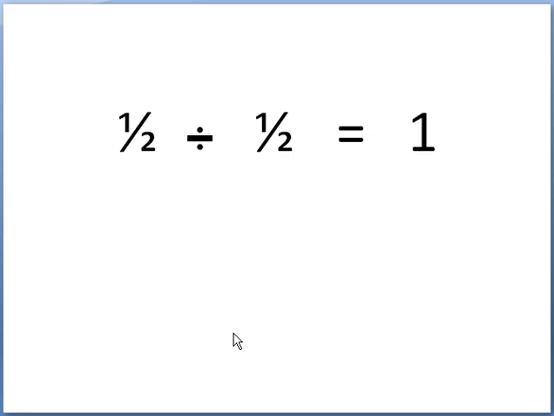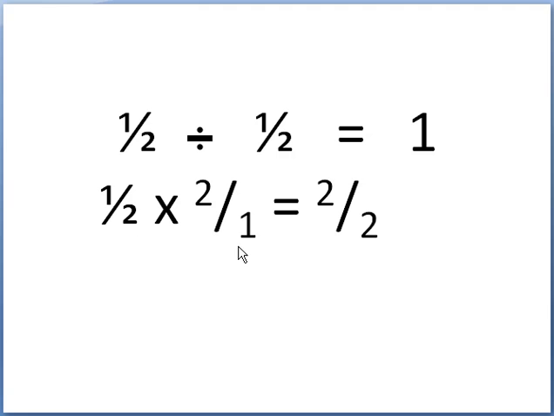All right, it works like this. Here we have 1/2 divided by 1/2 equals 1. You know that 1/2 will go into 1/2 one time. So we flip over the fraction. We now have 1/2 times 2 over 1. 1 times 2 is 2, and 2 times 1 is 2. Any number over itself, as in this case 2 over 2, is equal to 1.